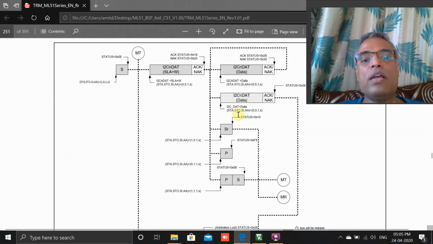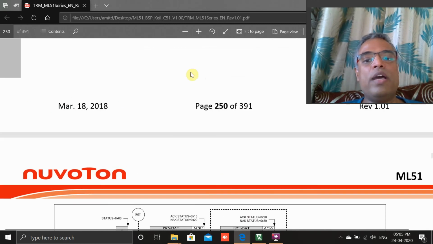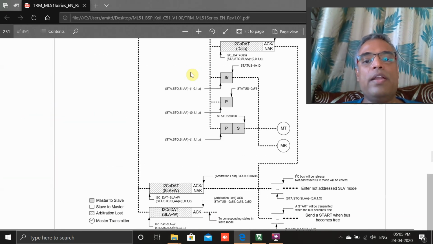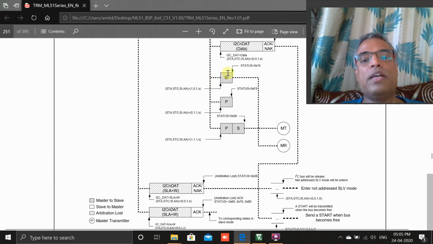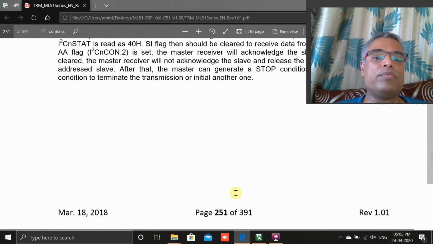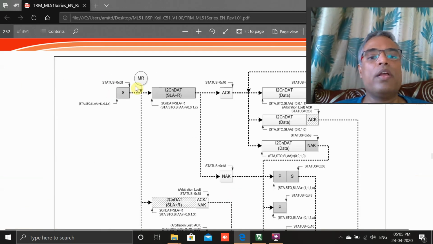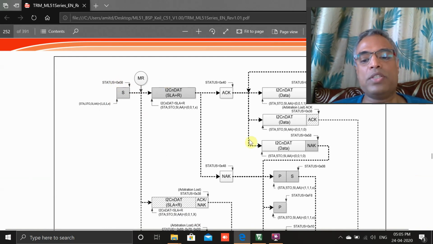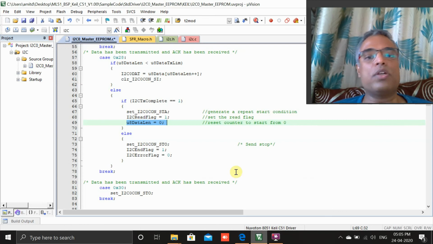So what's going to happen now? Okay, so where are we right now? We are right here in the transmitter mode. We have generated this repeat start, so we should expect the status to be 10H, and we are going to go to master MR mode, master receiver mode. So we come here, instead of 0x08 we are going to come to this mode with 0x10 because we've generated a repeat start. Okay, let's have a look.